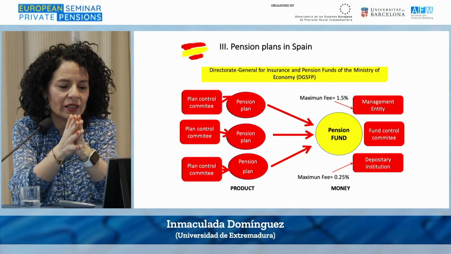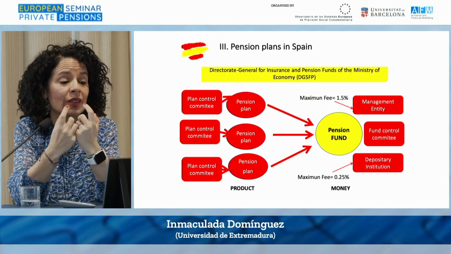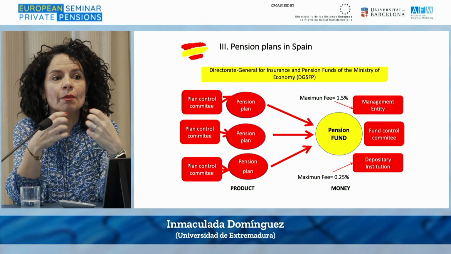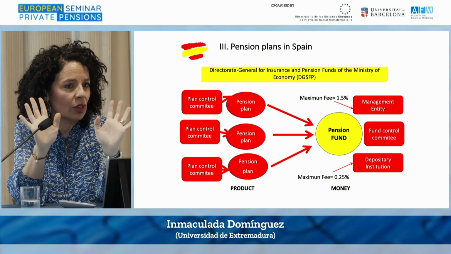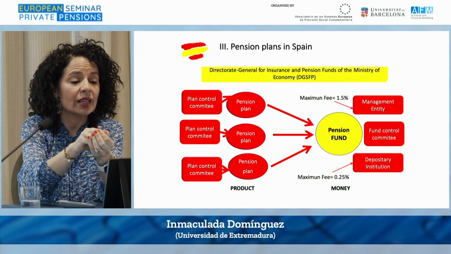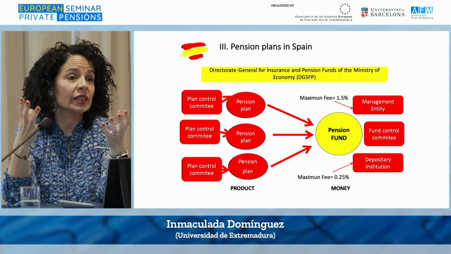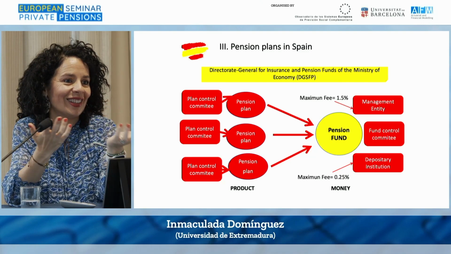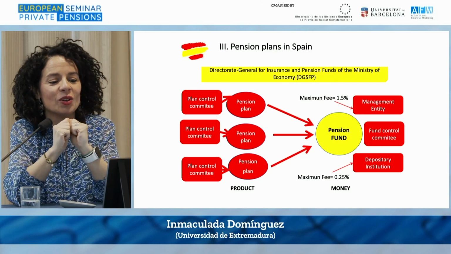And why do I speak about this? Because the structure that we need for the pension plan in the occupational part is very complex. We have the product that is a pension plan, and it's necessary in this product to have a plan control committee. Imagine if you only have 2 workers and you are the employer, what is the committee at the end? It's a little difficult, okay?